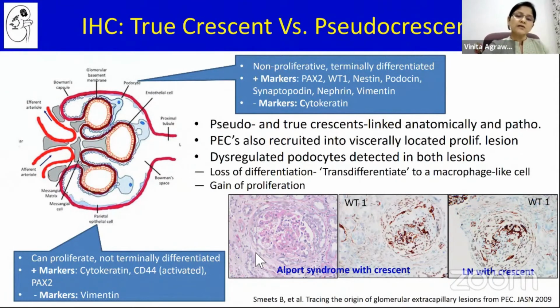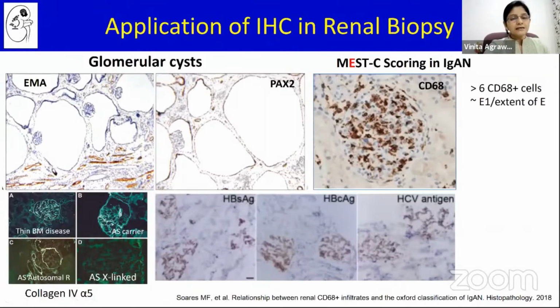This is just to show a rare case of Alport syndrome which presented as crescentic glomerulonephritis, and on light microscopy, it appeared that there is proliferation of the parietal epithelial cells. However, when we did immunohistochemistry, we found that the crescents were almost similar to crescents that you see in immune-mediated crescentic glomerulonephritis and in ANCA-associated crescentic glomerulonephritis. The other applications of immunohistochemistry are varied.